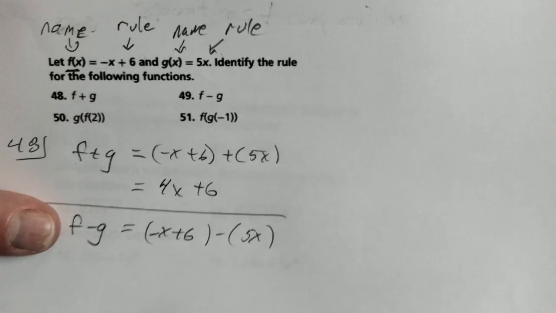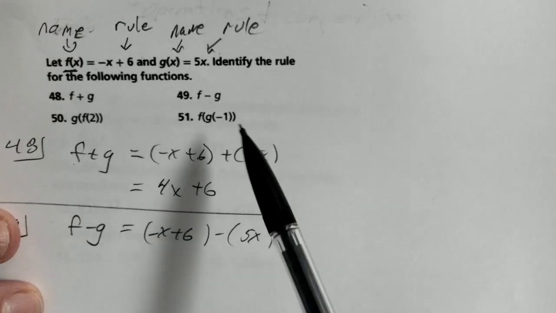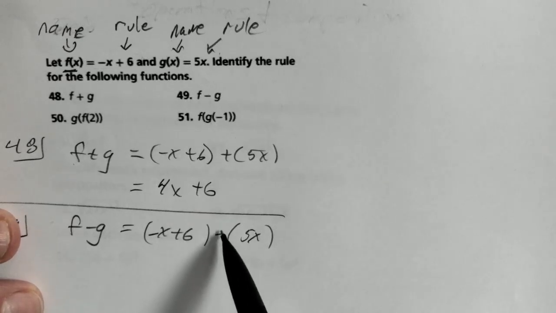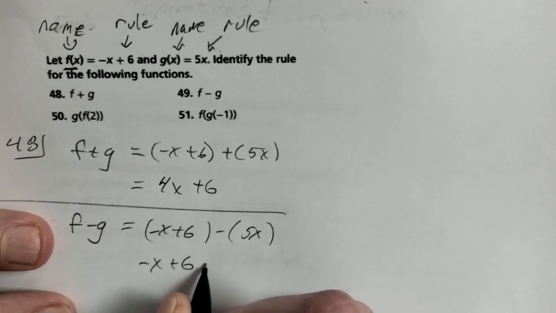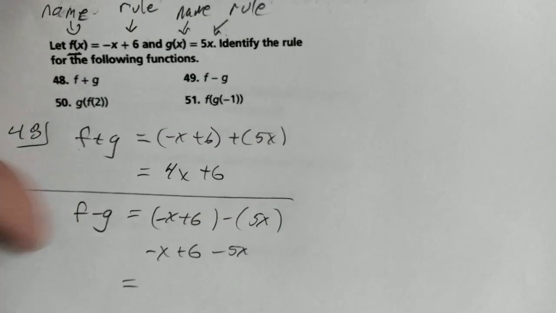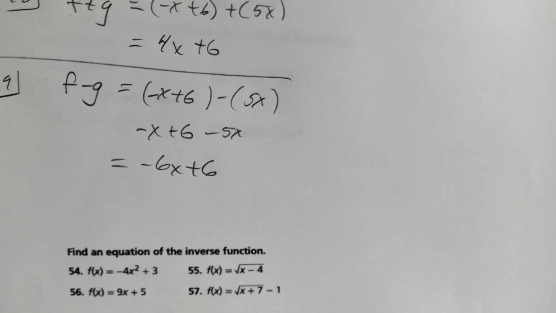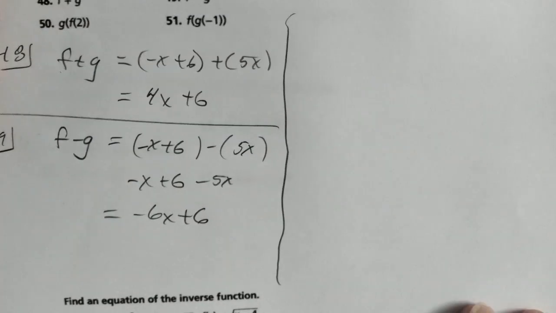5x. Now, when we're dealing with polynomial subtraction, what's different versus addition? We've got to distribute the negative. And here, distribution is multiplication. So we're multiplying this negative with a positive 5x. So negative x plus 6 minus 5x. And now, combining like terms, what do we end up with? Negative 6x plus 6. You nailed it.